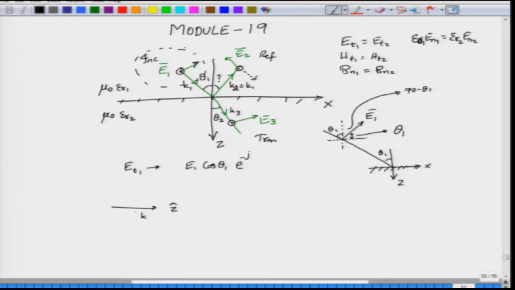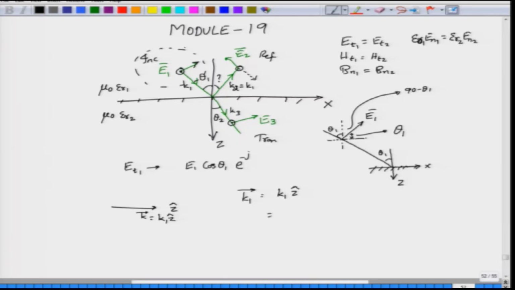So, our k vector could be written as the magnitude of the k vector, say in medium 1, times z. I could have written this k1 in vector form as k1, the magnitude, times the direction z. In this case that is not true. In this case I have the k vector itself at an angle.